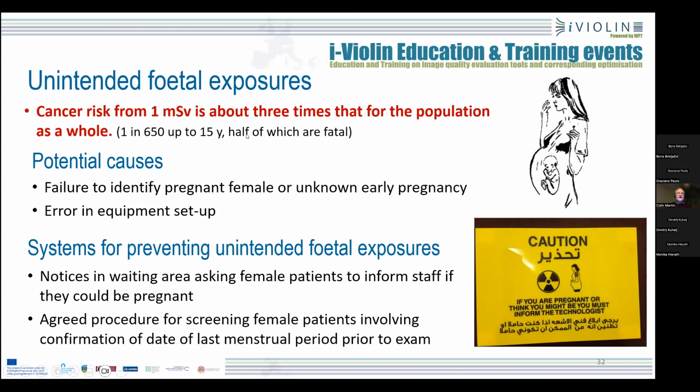And very briefly, unintended fetal exposures can give a small risk of cancer, which is about 3 times that for the general population from the same dose. So potential causes are failure to identify someone's pregnant or an equipment setup error. And systems for preventing unintended fetal exposures include having notices in departments, and having agreed procedures for screening female patients involving confirmation of the date of the last menstrual period for the exam.